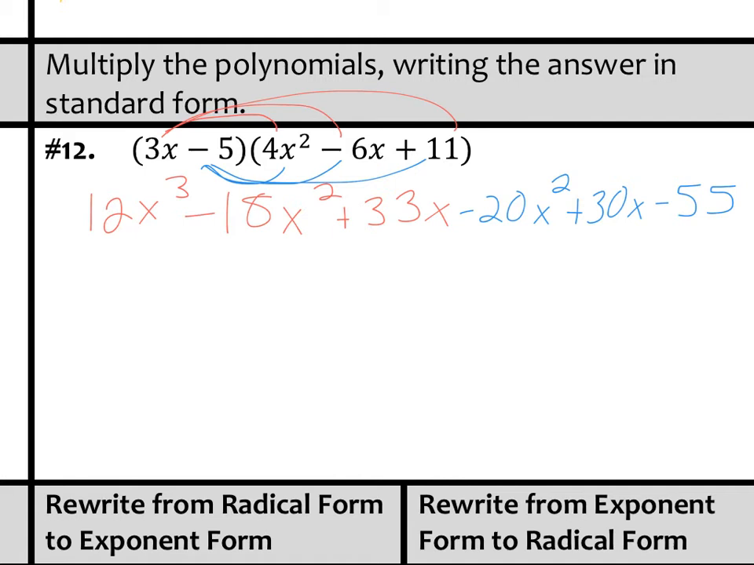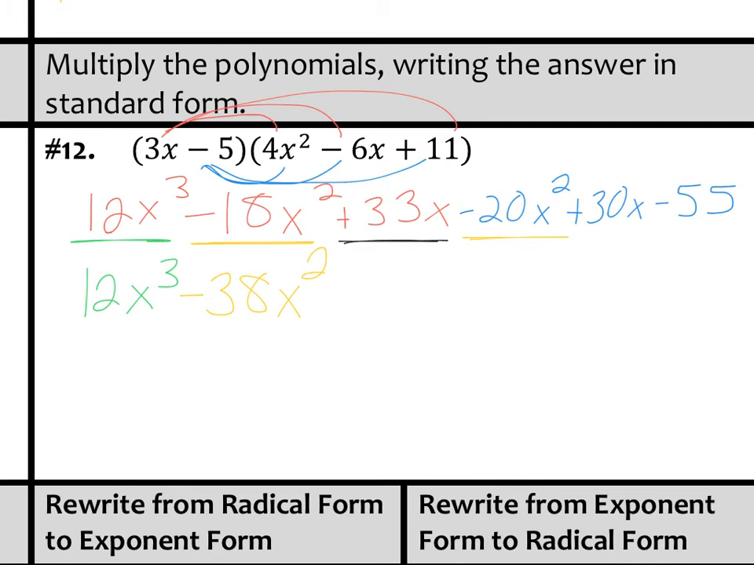Okay, let's combine like terms now, and we're going to do it in such a way that we write the answer in standard form as we go. So this should feel a lot like number 9 when we're adding like terms. First term, 12x cubed, all by itself, no other x cubes. So write it on down. Next, x squared, so we have a -18x squared and a -20x squared. -18 minus 20 is -38. And then keep the x squared.